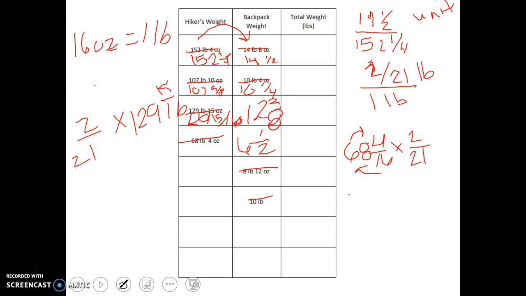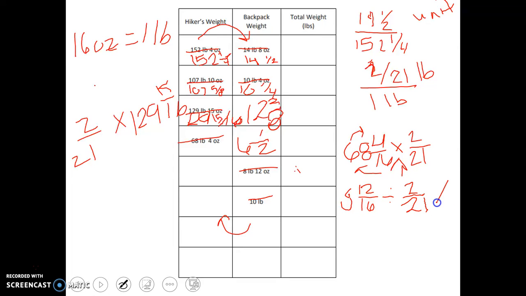Now we get to the point right here where we're going from backpack weight to person's weight. So we're working backwards. When we worked forwards, we did multiplication. Now we're working backwards, so we're going to do division. So right here, we're going to do 8 and 12/16 divided by 2 over 21.